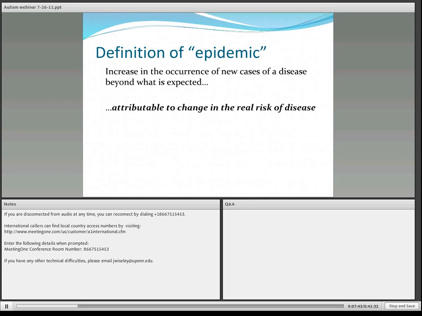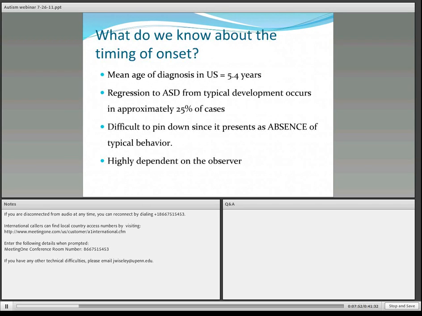What do we know? Well, this is what we know about the timing of onset. The mean age of diagnosis in the U.S. is 5.5 years, 5.4 years. Now, that doesn't mean that that's the age of onset. That means that's the mean age of diagnosis. We know that autism can be picked up as early as 18 months, 24 months, very reliably, and yet many children go unrecognized until they're in school, until they're in kindergarten.